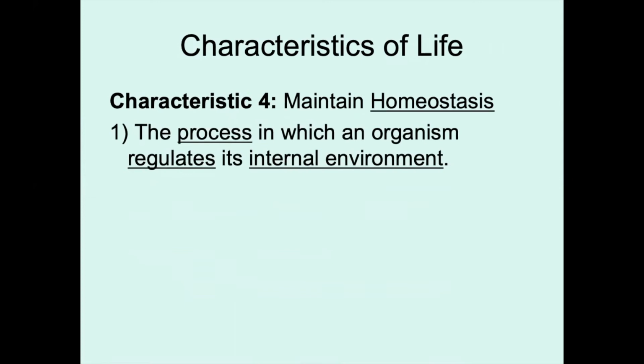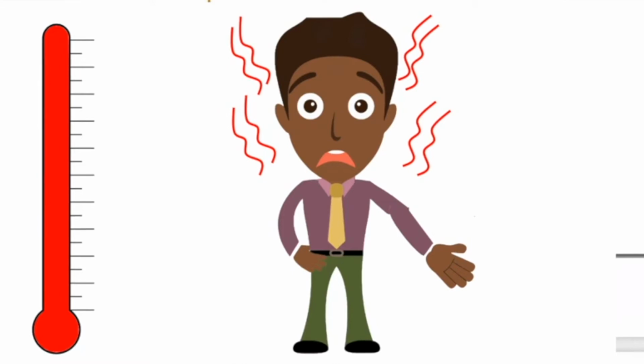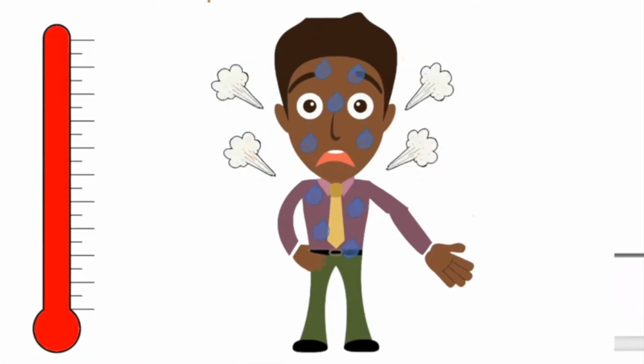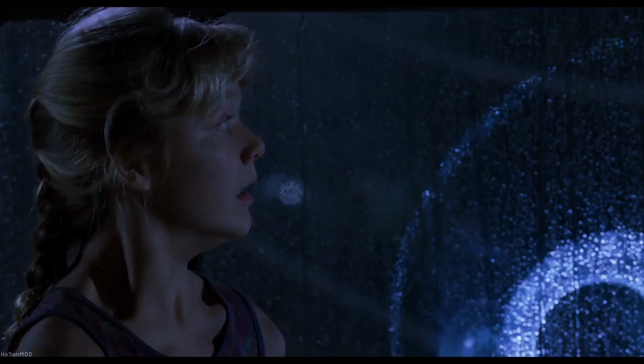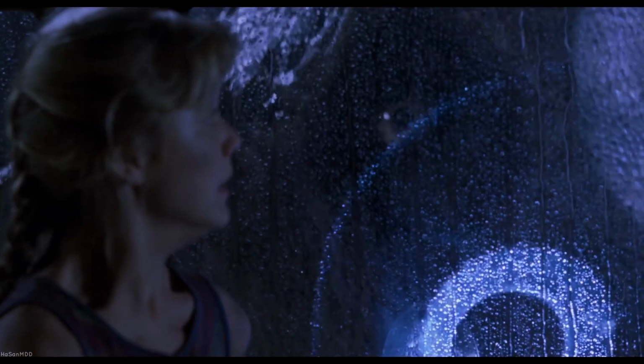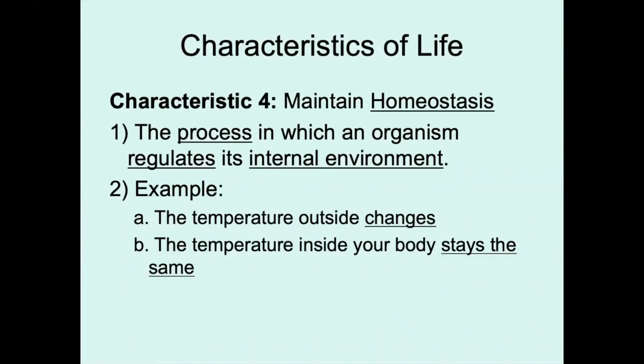Homeostasis is the process in which an organism regulates its internal environment. Basically, something happens that changes your body, and your body tries to change back. The example I gave before in a different video: if your body gets too hot, your body will try to cool itself down by sweating. If the room is too bright, too much light is entering your eye, your pupils will get smaller. If there's not enough light, your pupils will get bigger. This is all homeostasis.